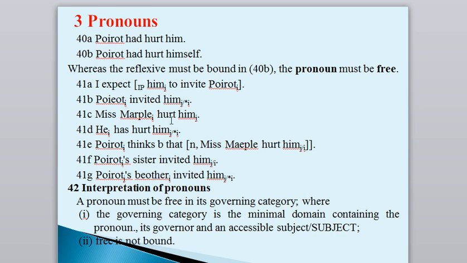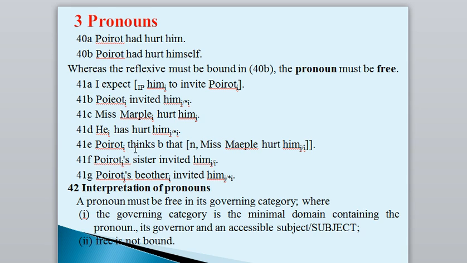Another one, Miss Marple hurt him. Because this is feminine and this is masculine, him cannot refer back to Miss Marple, so it is free and this sentence is okay. The other one, he has hurt him. If we co-index him with he, it's not free, so it is ungrammatical. But if the index of him is different from he and the interpretation of him doesn't come back to he, then this is the correct sentence.